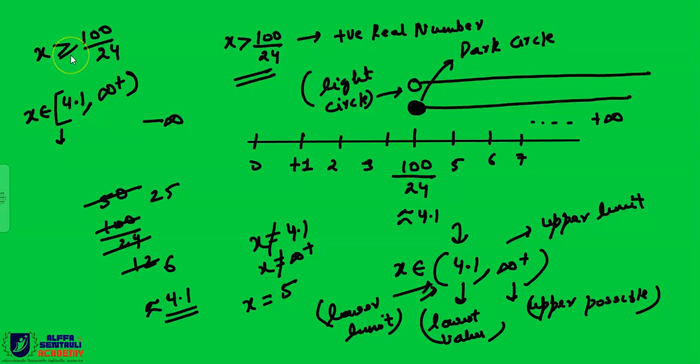So if the greater than or equal to case is given, then you have to use a closed interval. But if only greater than or less than is given, then you have to use an open interval. Correct? Understood? So we will understand this concept in a better way by solving questions given in your NCERT exercises. So let us solve each question one by one.